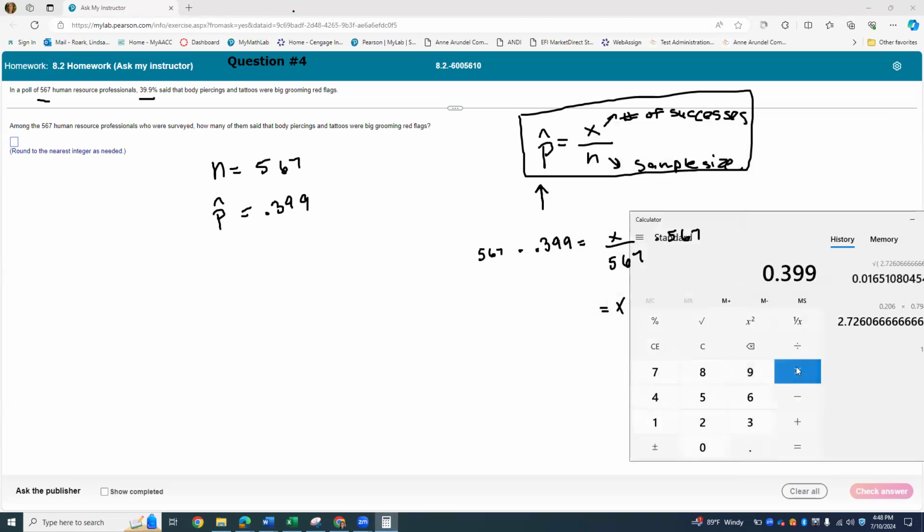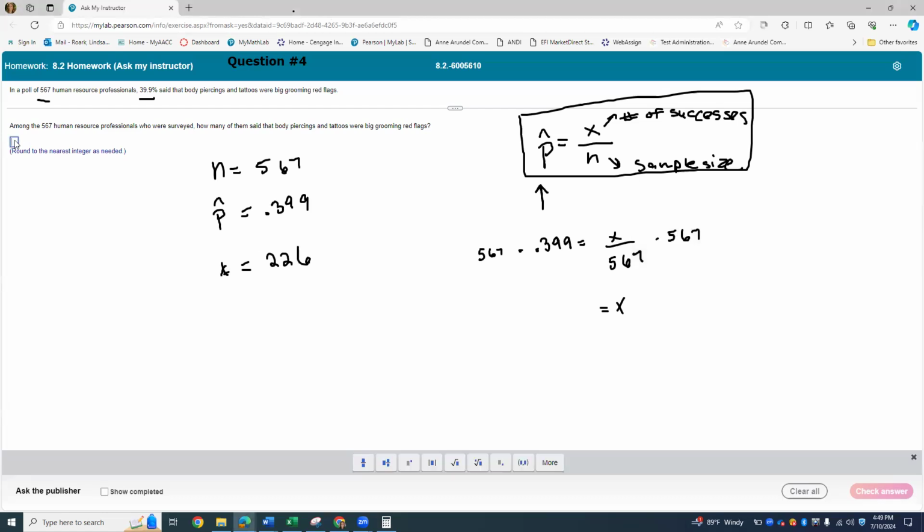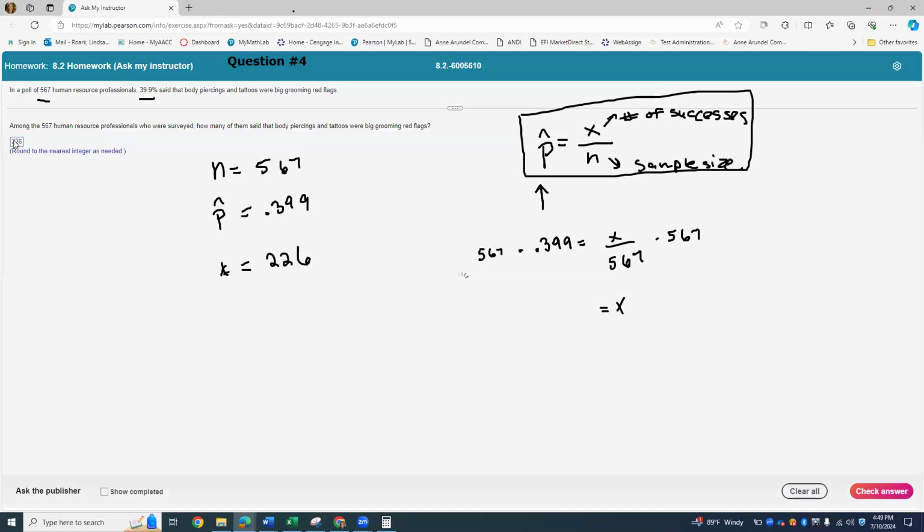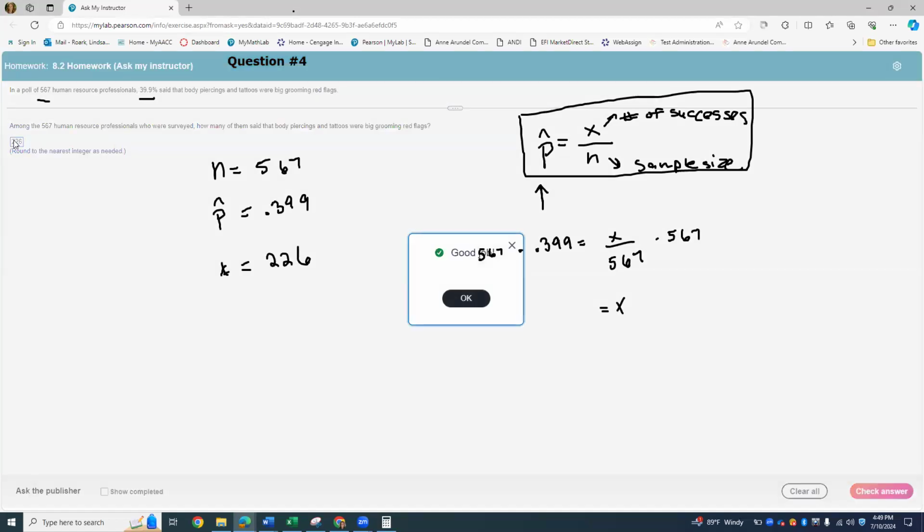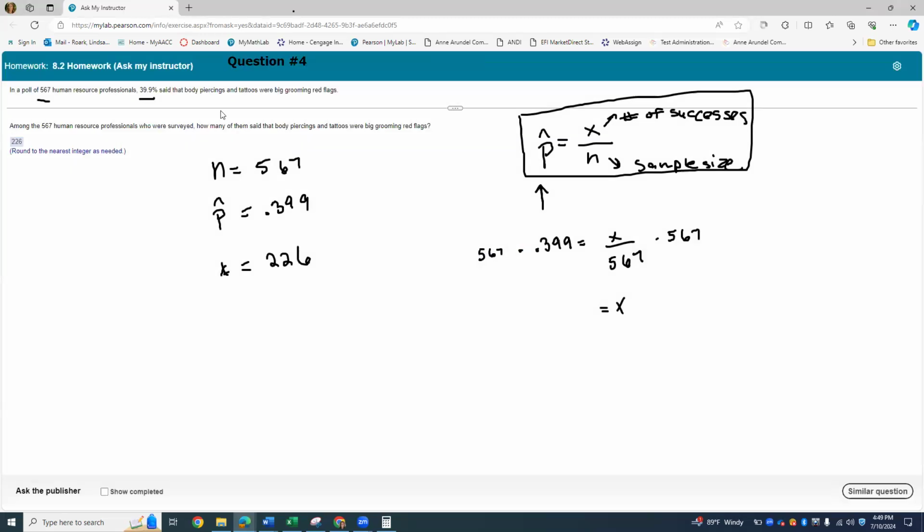Remember, back in the beginning of the class, there was that random percent and decimal section. That's coming back. It's having its heyday here. Okay. And so we would say that in this original survey, out of the 567 people surveyed, 226 would have said yes. They don't like tattoos and body piercings, apparently, but whatever. And it says round to the nearest integer. So yeah, all right. So that was one.